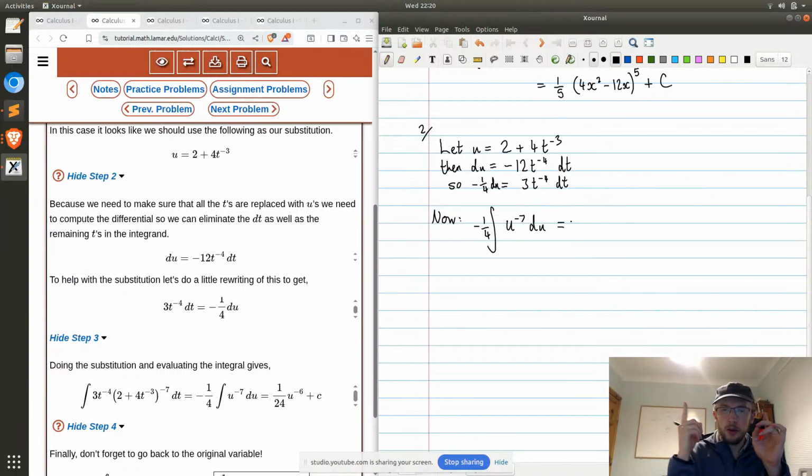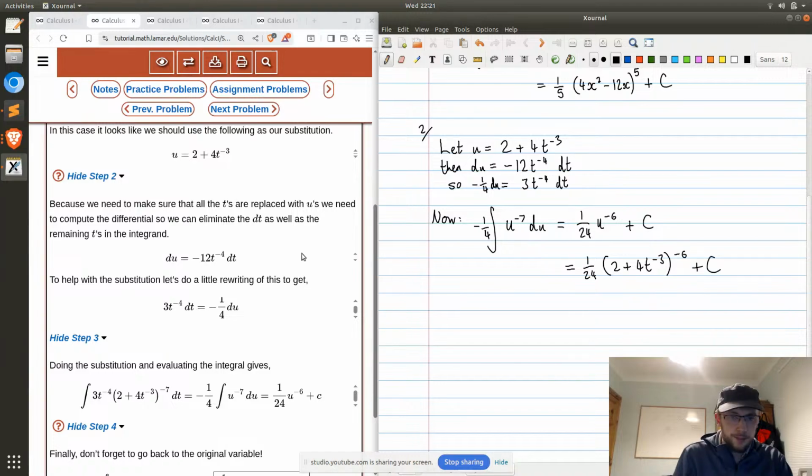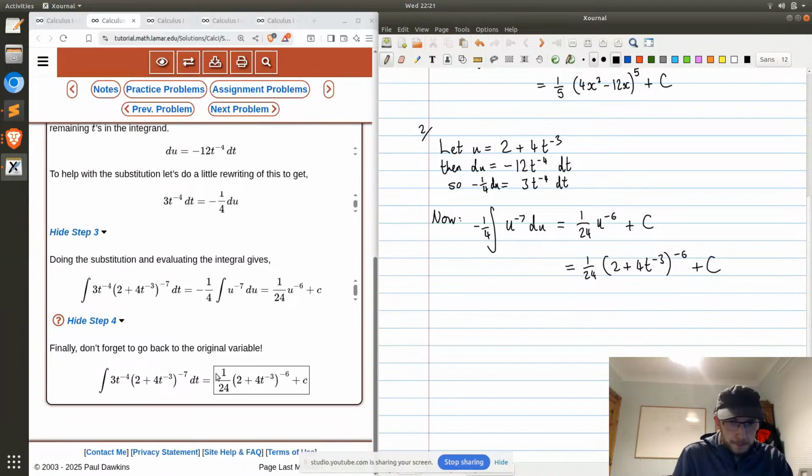Add 1 to the power and divide by. 1 over 24 u to the negative 6 plus c. And that is 1 over 24, open brackets, replace it with u. So 2 plus 4t to the negative 3, all of that to the negative 6, all of that plus c. Okay, that's good.